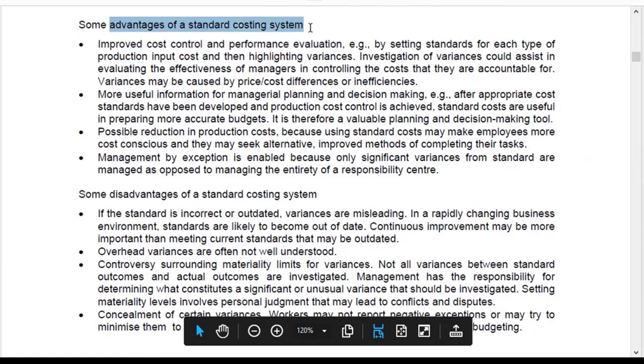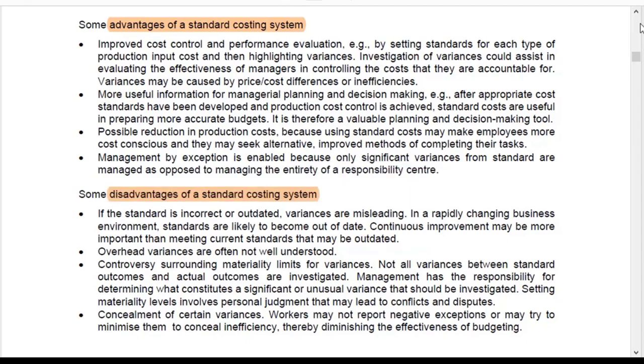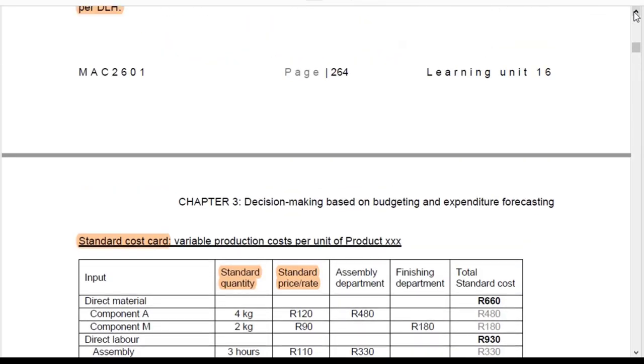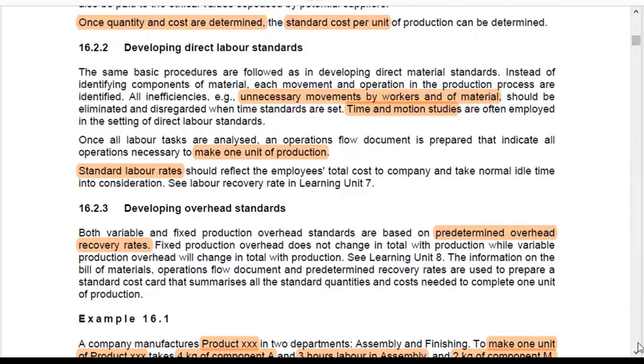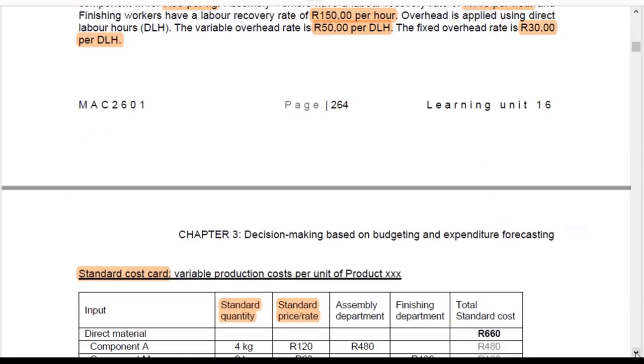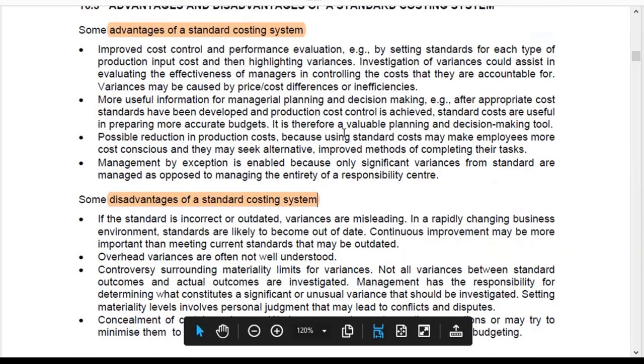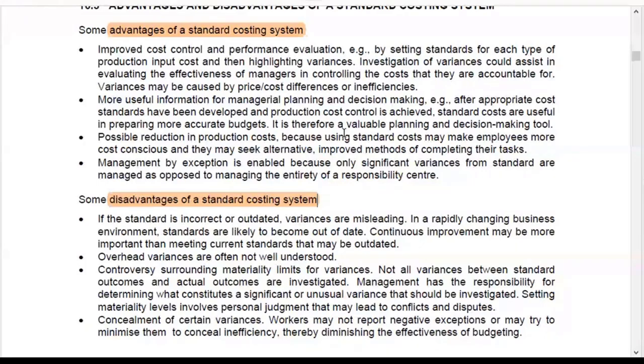Some of the questions, remember I told you that each topic is asked differently. You might have a question that asks you to calculate the standard quantity and rate. You might be asked why you see your variances, which is the theory that we covered. Then you might also be asked what the disadvantages and advantages of standard costing are. So make sure that you cover the theory and understand it, because it's a build-up, but it can be discussed or asked differently. So some of the advantages and disadvantages are as follows.